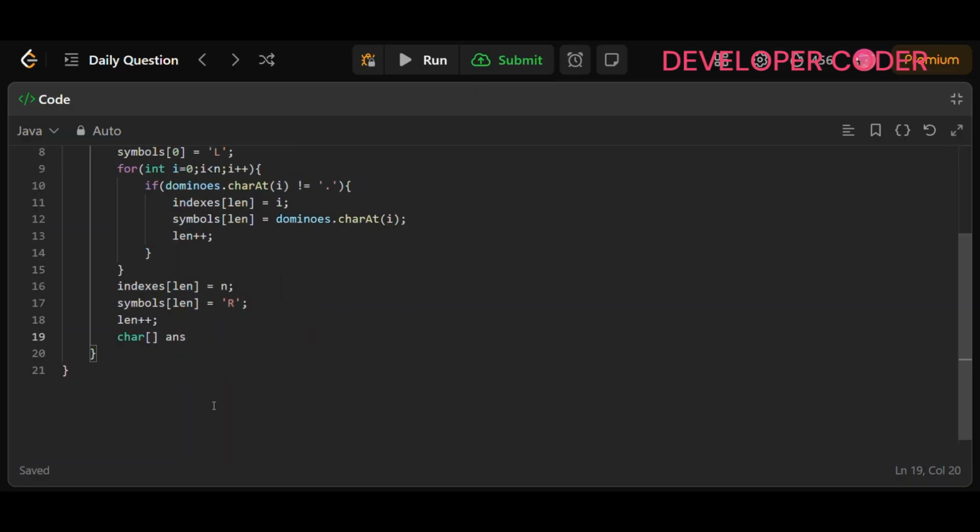Here we will just fill the characters, and here you just convert the dominoes string to a char array. All right, this is done. Then after that just run one loop: for int index is equal to 0, index should be less than length minus 1, index plus plus. So this should be length minus 1.